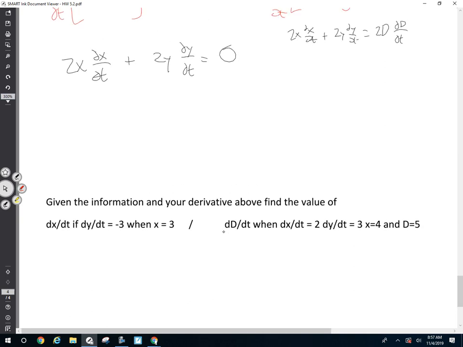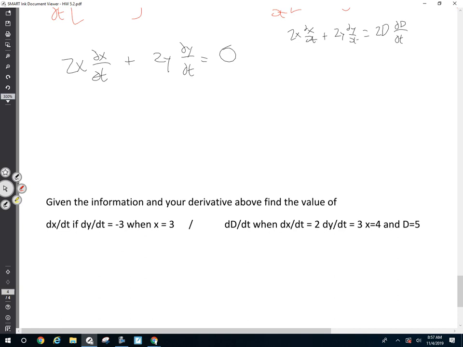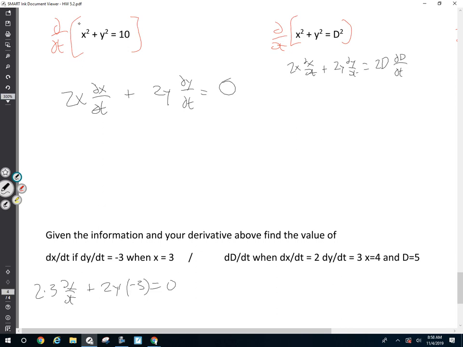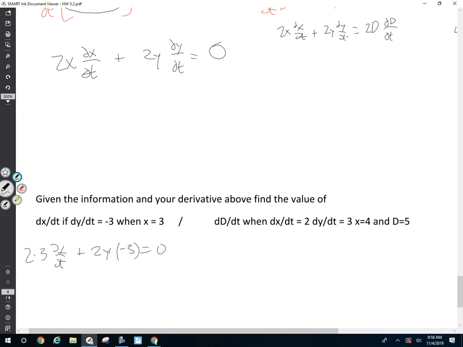Given the information and your derivative from above, find dx/dt when dy/dt is -3 when x is 3. So it's like, if x is 3, what is dx/dt when dy/dt is -3? It's like, oh, well, I don't know what y is. But I can find what y is. If you look at this equation, I think I should be saying assume x, y, z, r are all positive. Okay, so let's just assume that.